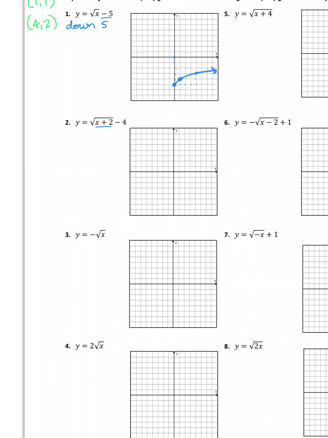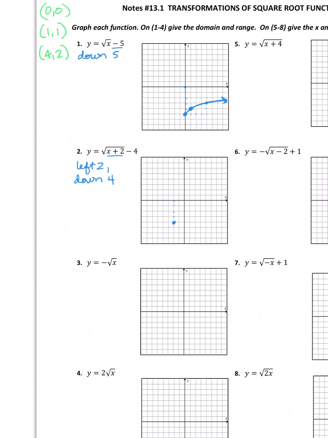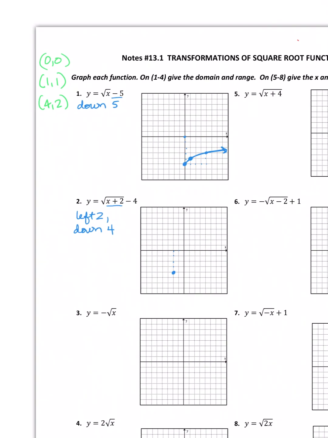All right, what is this plus 2 doing? Remember, it's opposite logic, because it's under the radical. So it's going to go left 2. The minus 4 means it's going down 4. So left 2, down 4, 1, 2, 3, 4. And then notice there's nothing vertically shifting or stretching or shrinking or horizontal. So I'm going to follow the same pattern. I'm going to go over 1, up 1, over 4, 1, 2, 3, 4, up 2. And there it is.